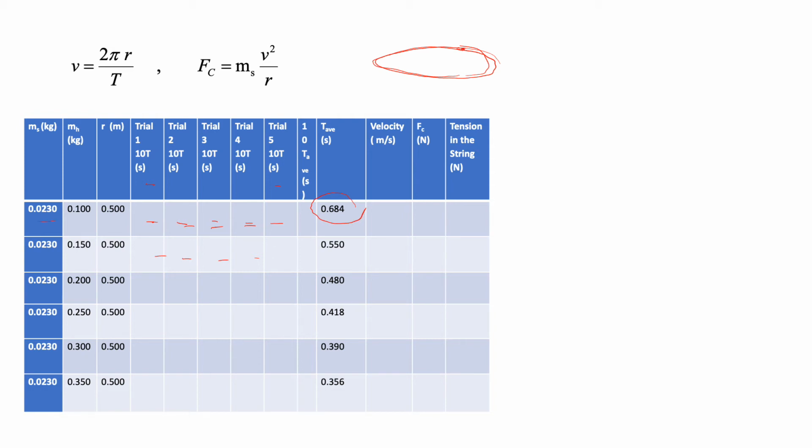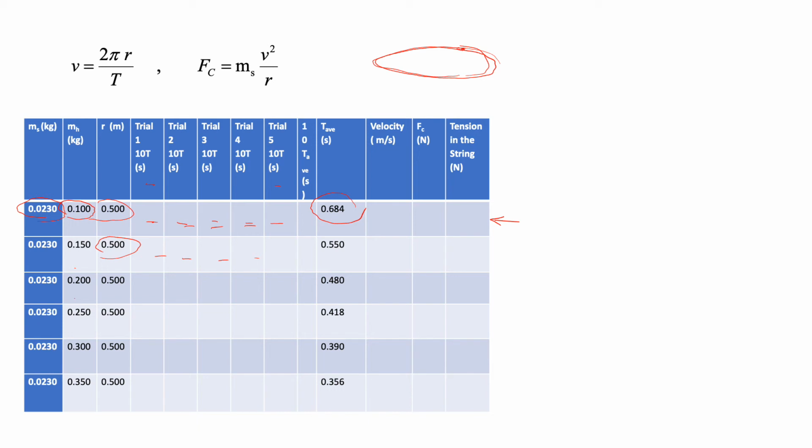This is the mass of the stopper, this is the hanging mass, and the radius we always keep constant at 0.5 meters, and we keep changing the hanging mass. I'm going to show you only one row of how to calculate, and then you can complete the rest of the table and answer the questions.